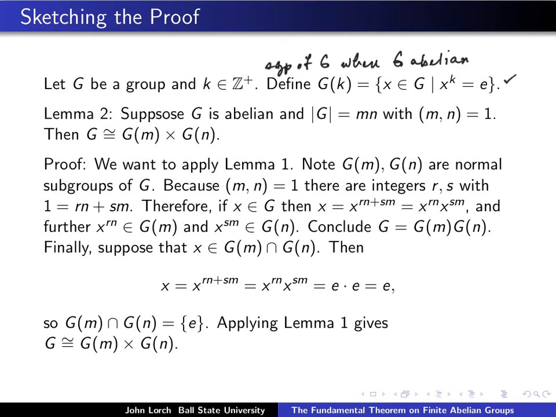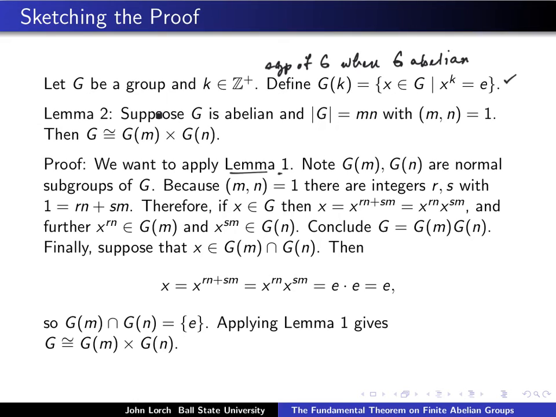Okay, so given that we know what this G of k gadget is, we now move on to our second lemma. It says, suppose G is abelian and its order is mn, where m and n are relatively prime, then G is isomorphic to the direct product of G of m and G of n. So this looks a lot like the result of lemma 1. And in fact, the whole goal here is to apply lemma 1, where G of m and G of n are going to play the roles of A and B in the previous lemma.